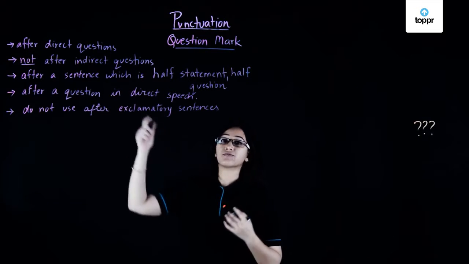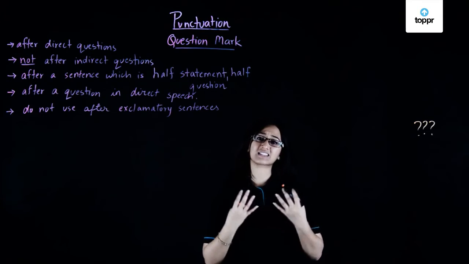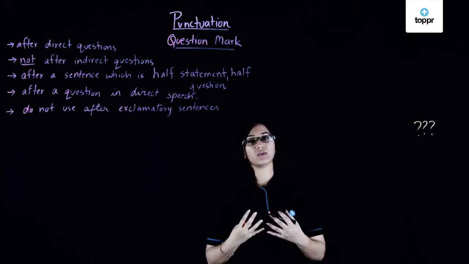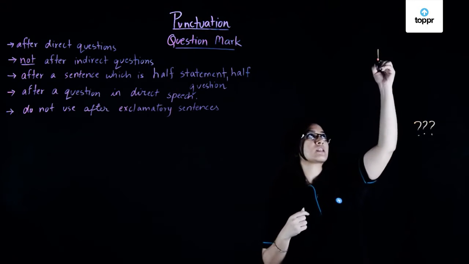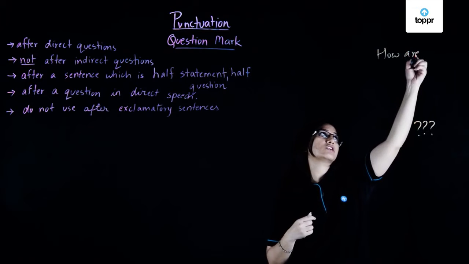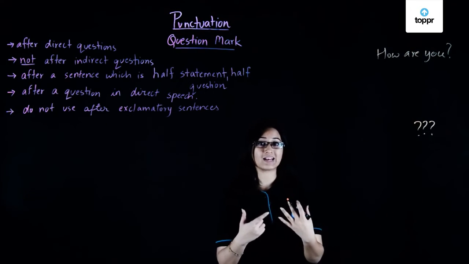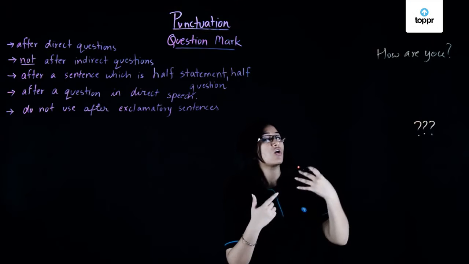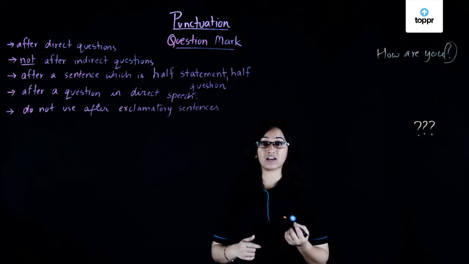Now, how are they used? Number one, after direct questions. Whenever you have a sentence that asks a direct question, then we use a question mark at the end of it. Let's take an example. How are you? Simple question. And since it is a direct question, or directly asking you for something or about something, we use a question mark at the end of it.